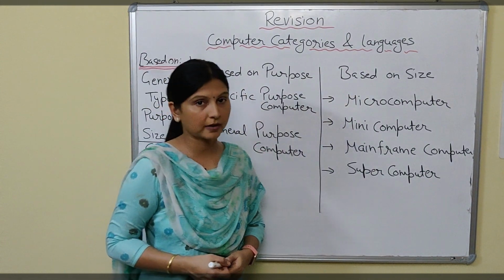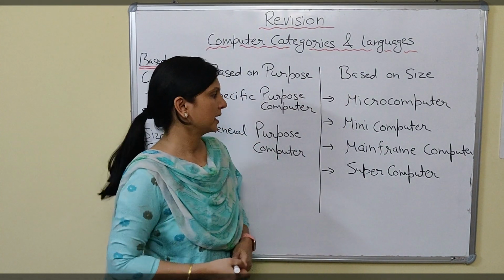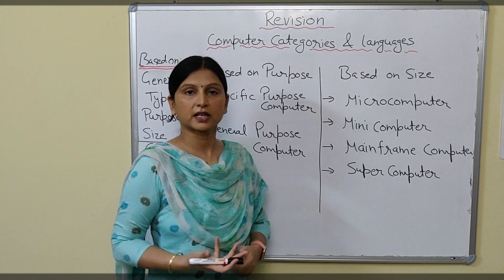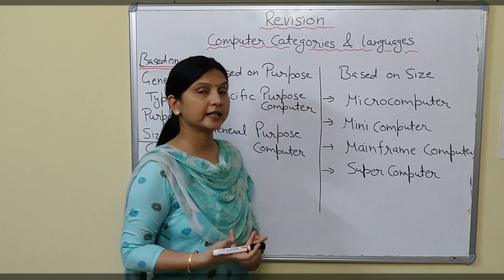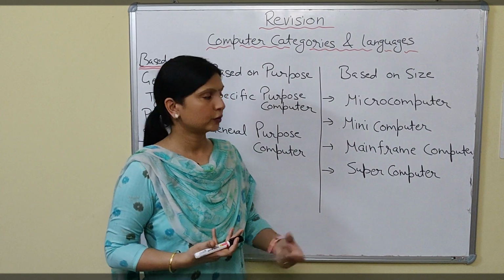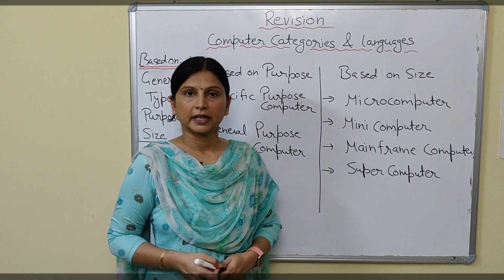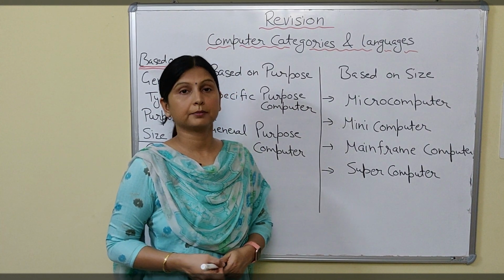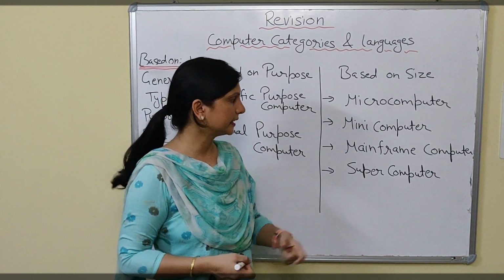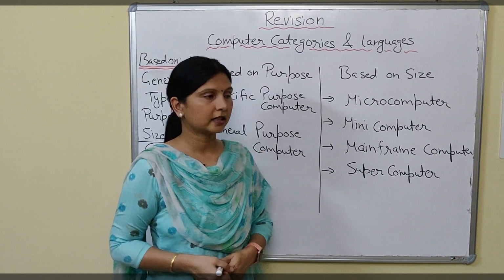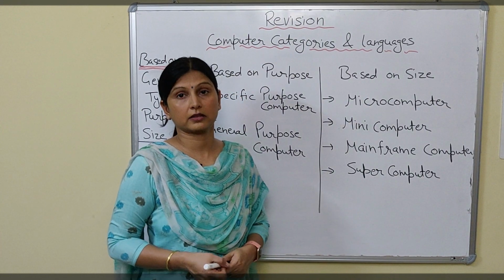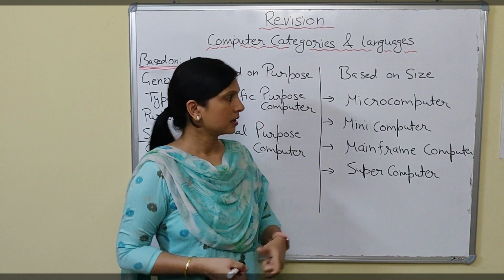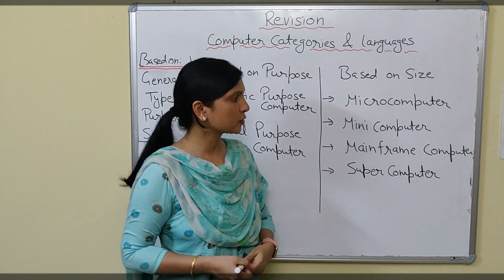Supercomputers are the most powerful computers as you know, and they are used for research work, scientific research work, robotics, weather forecasting. India also has made supercomputers; Param and Anurag are Indian supercomputers. Fine. And USA has developed the first supercomputer, that is Cray-1. Fine. So this was about based on size.